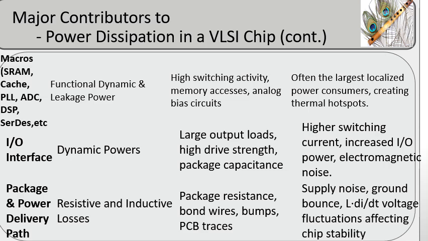Beyond the core logic, several other chip elements contribute significantly to total power dissipation. Large macros such as memories, PLLs, DSPs, and analog IP blocks consume substantial dynamic and leakage power. I/O cells driving off-chip loads require higher currents, while package interconnects, bonding wires, solder bumps, and PCB traces introduce additional resistive and inductive losses. The combined power dissipated by these elements increases the junction and package temperature, directly affecting chip performance, power integrity, reliability, and operating lifetime.